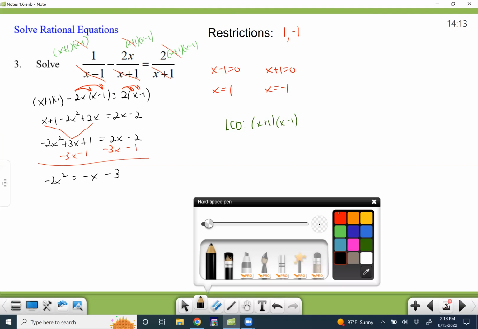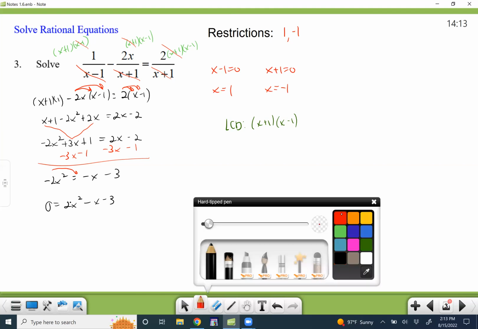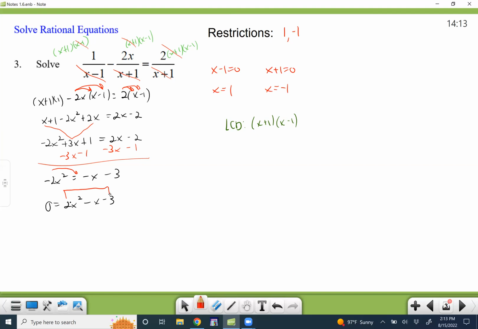And then I'm just going to shoot this guy over to the other side so that he's positive. I don't want him to be negative. All right. I'm going to use the AC method. I could use the quadratic formula, that'll work too. All right, so 2 times -3 gets me -6.